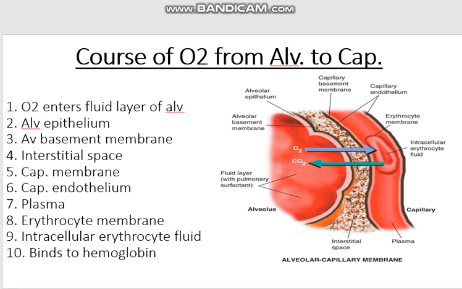Step 7. It passes through the plasma. Step 8. It passes through the erythrocyte membrane. Step 9. It passes through the intracellular erythrocyte fluid. Step 10. It finally binds to hemoglobin.